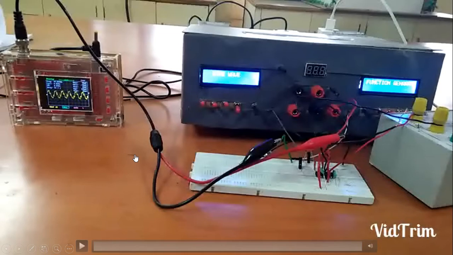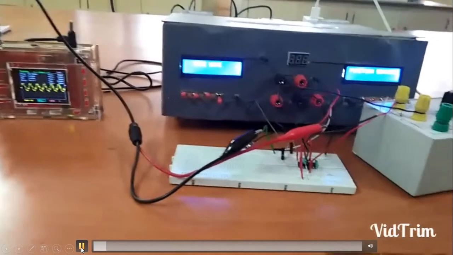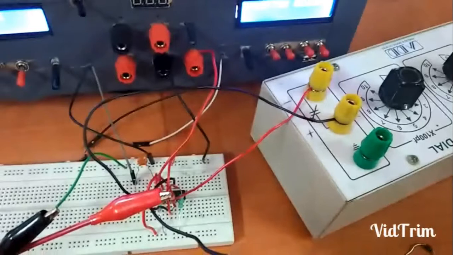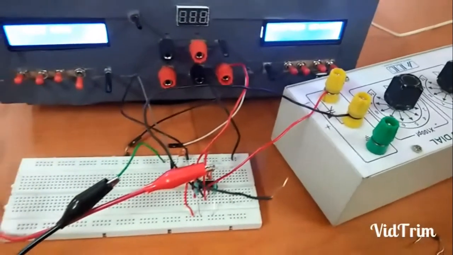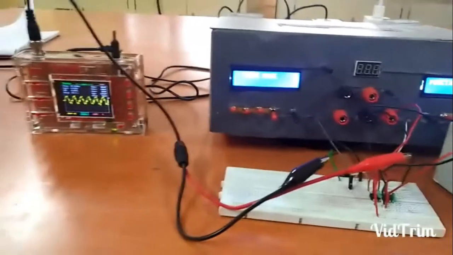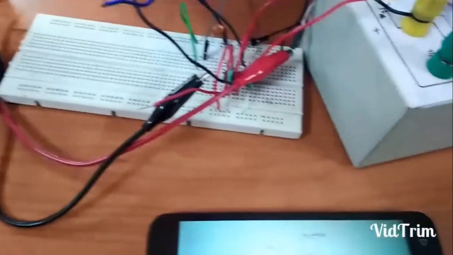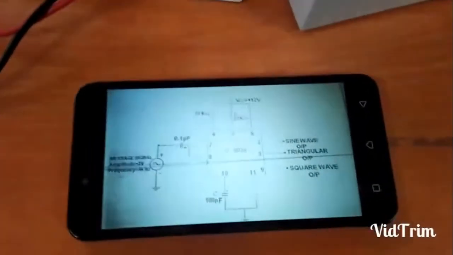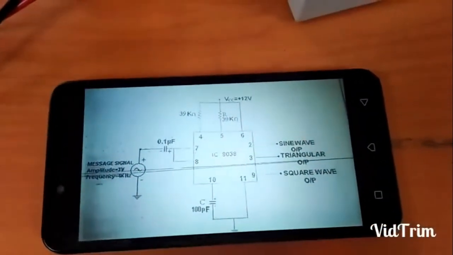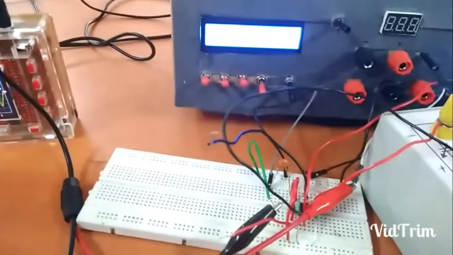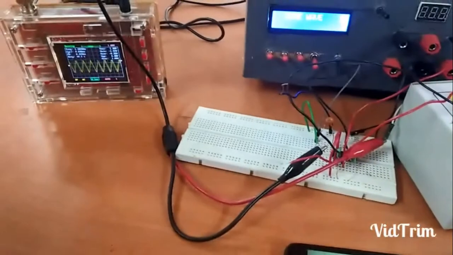We have also conducted another experiment using our function generator module, that is frequency modulation. It generates three different waveforms, that is sine, square and triangle. The 8038 IC is used to generate the frequency modulation. At pin number 2, sine wave is generated. At 3, triangle wave is generated. And at 9, square wave is generated.